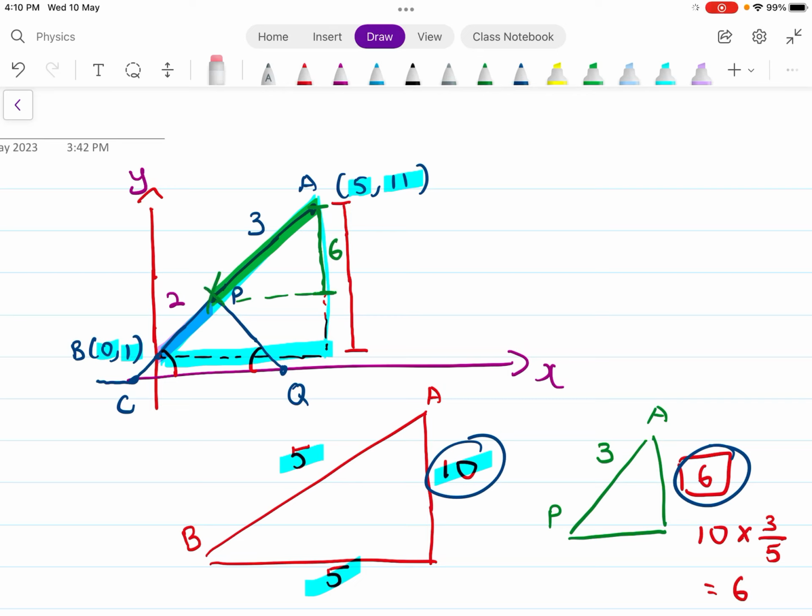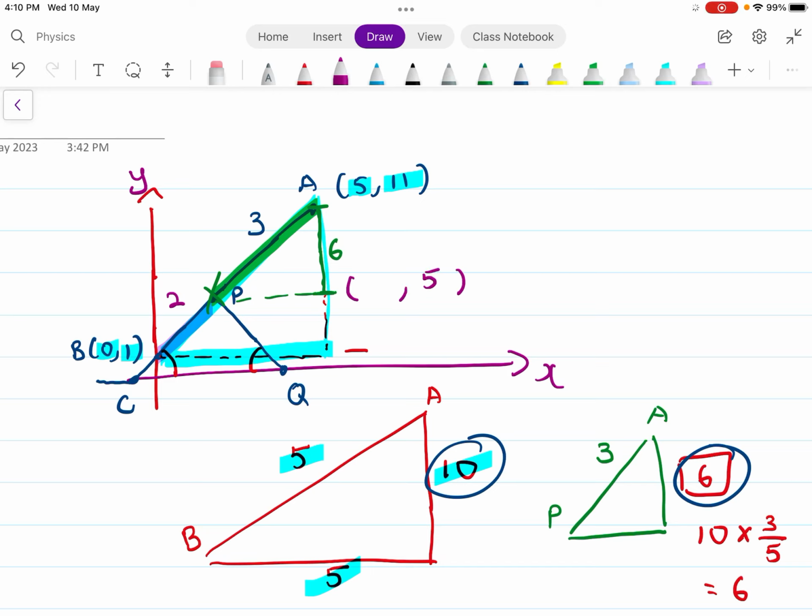Let me erase this first. Looking at point A, I go 6 units down. So my y coordinate is 11 minus 6, which gives me 5. Then you put a comma.